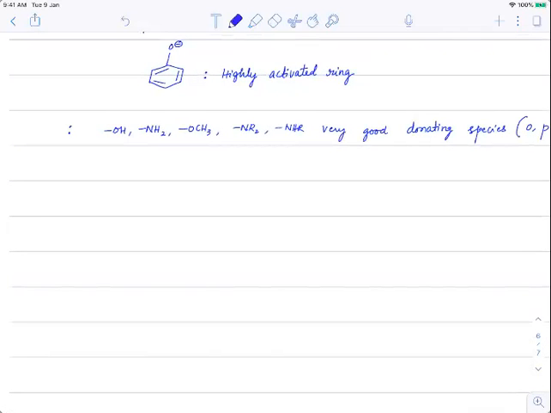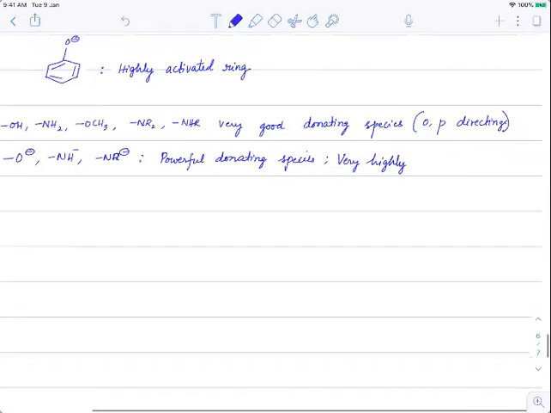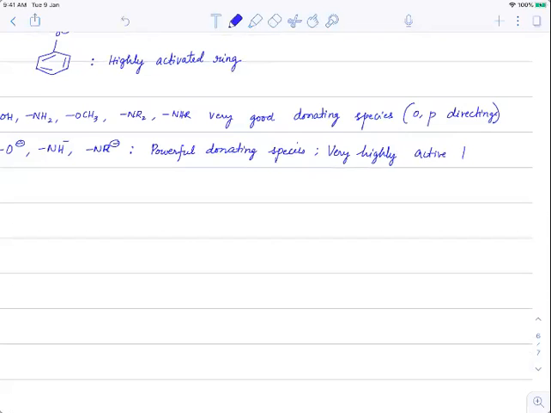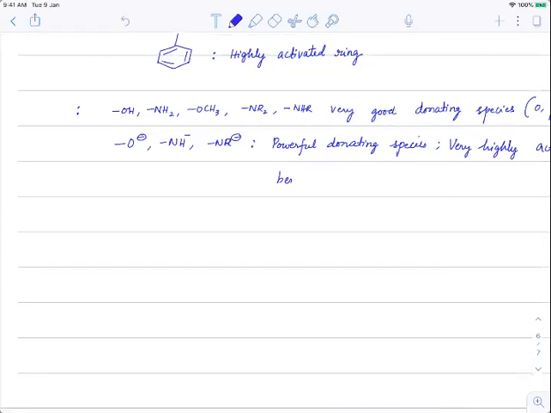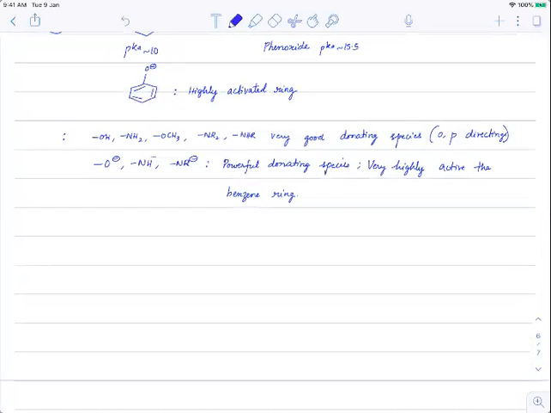So if this is, there are in fact neutral. Now if I make it as O minus, NH minus, sorry, NR minus, now this will be a powerful, dominant, powerful donating species, or very highly activate the benzene ring. Very highly they will activate the benzene. Okay. So phenoxide is a very powerful activating group.